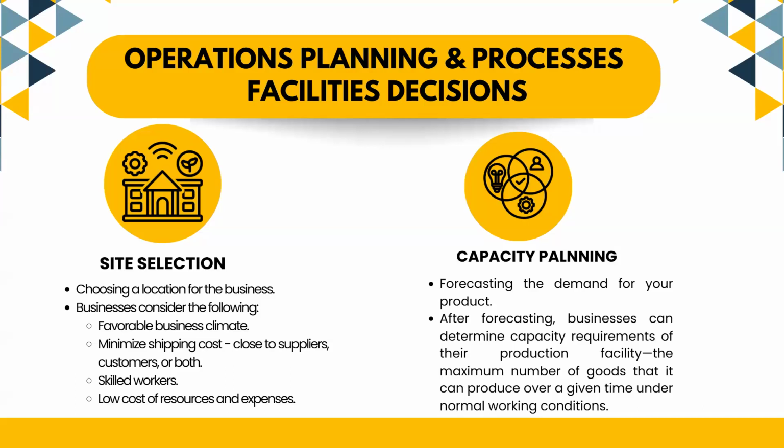Capacity planning, which is forecasting the demand of your product. Once you have forecasted the demand of your product, businesses can determine capacity requirement of the production facility, the maximum number of goods that it can produce over a given time under normal working conditions. It is important to keep in mind if you're going to be keeping products on stock to also forecast for that and have an appropriate location for your products to be stocked.